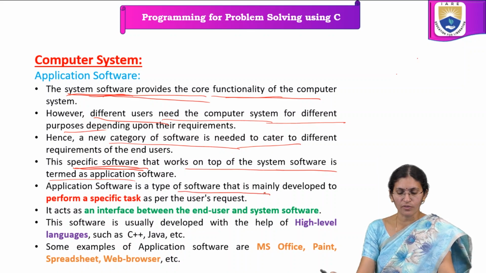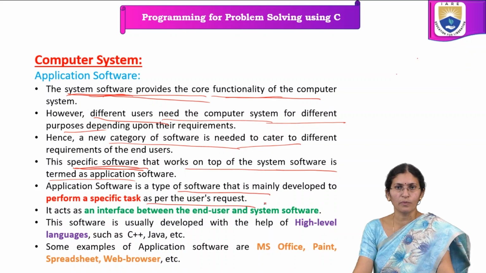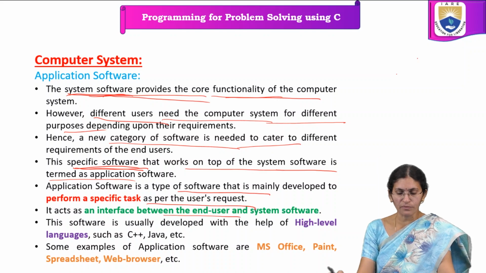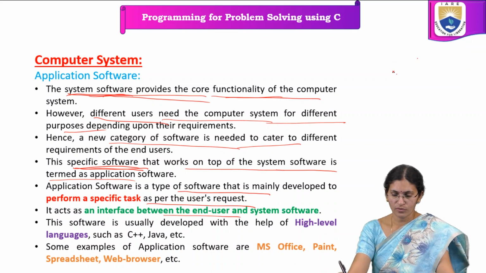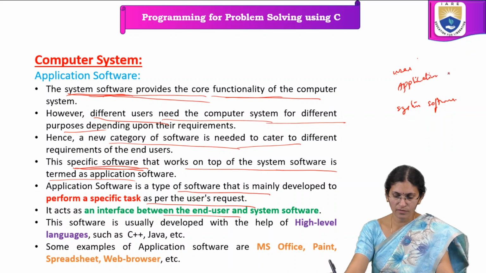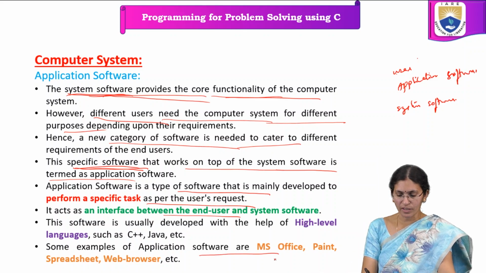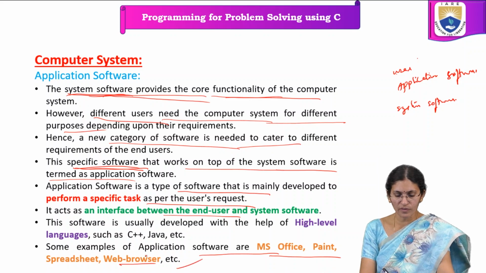Application software is a type of software which is mainly developed to perform a specific task as per the user's requirement. It acts as an interface between the user and system software. So in between the user and the system software, we have application software. Some examples of application software are MS Office, Paint, Spreadsheet, web browser, etc. There are many more examples of application software.